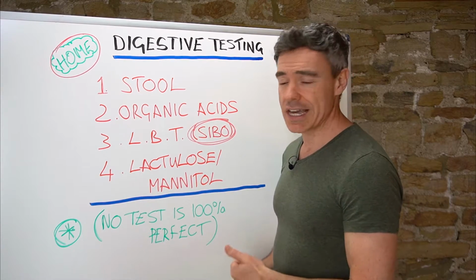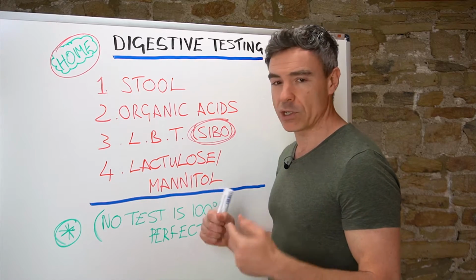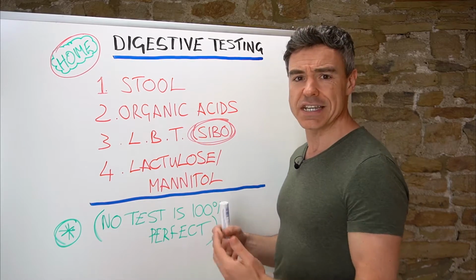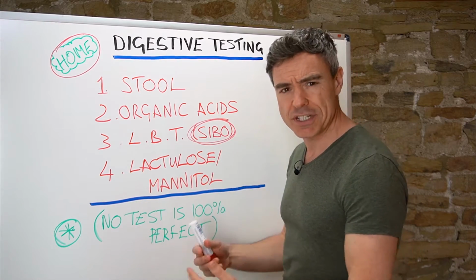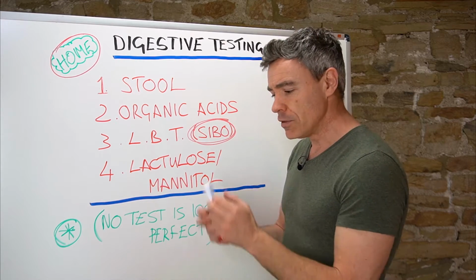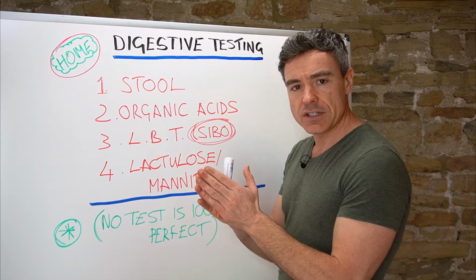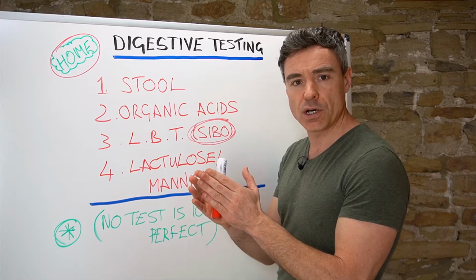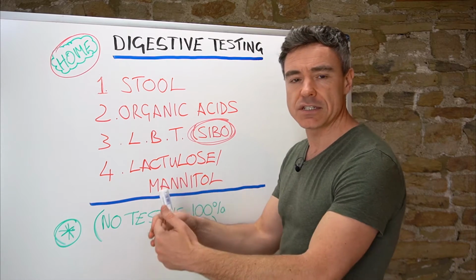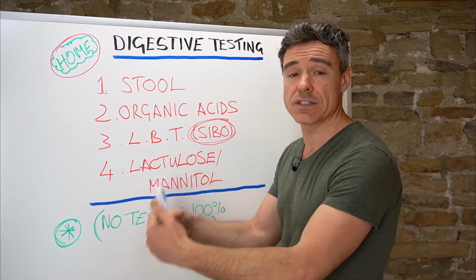This is another urine test, and this is a test for what we call leaky gut. This idea that when our digestive system is really irritated and inflamed, the little gaps between the cells within the intestine open up, and they allow things to leak into the bloodstream that would not normally enter the bloodstream.